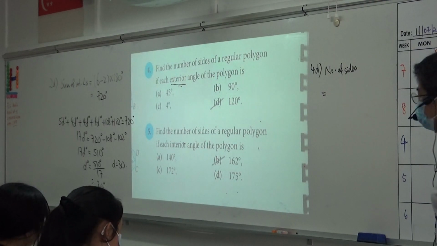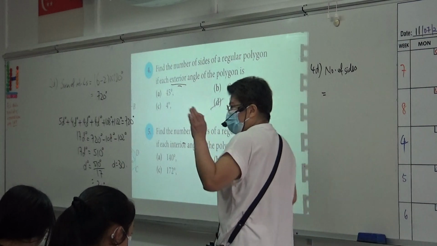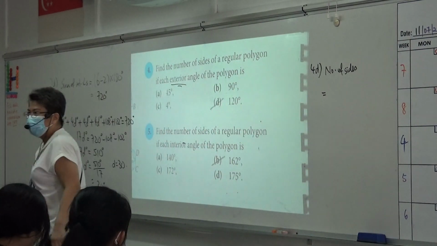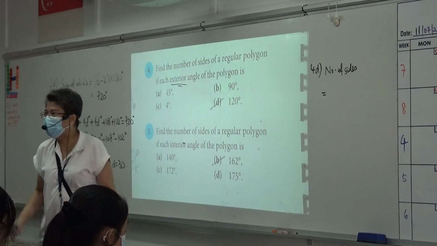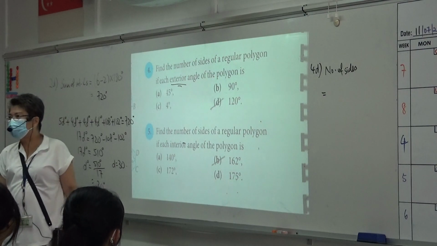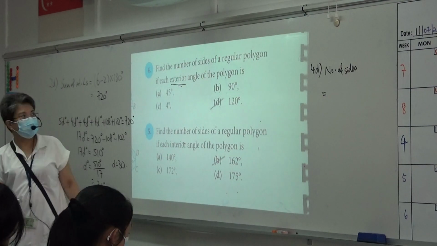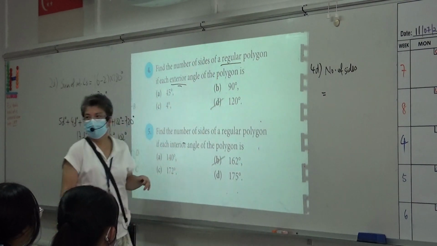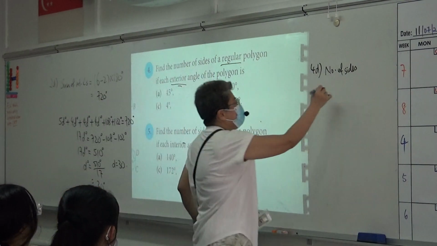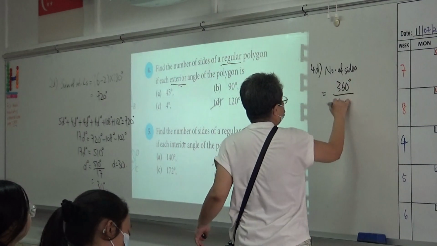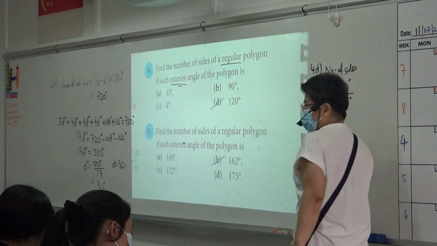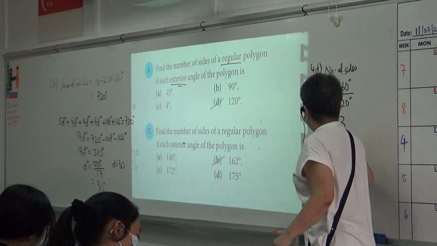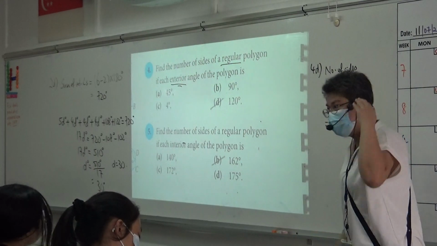Can? Okay? Now, may I know all the exterior angles add up to what? All exterior angles add up to what? 360 degrees. Find the number of sides of what's this called now? Regular. Okay. So 360 divided by 120. What's the answer? 3. Number of sides is 3, right?